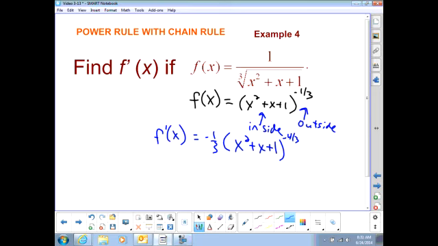Times now the derivative of the inside. Well, the derivative of our inside will be 2x plus 1, because the derivative of the 1 at the end is just 0.